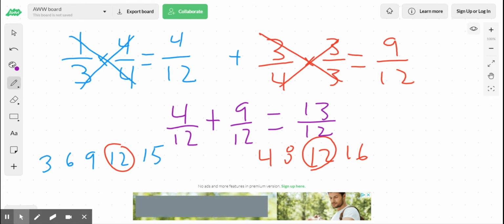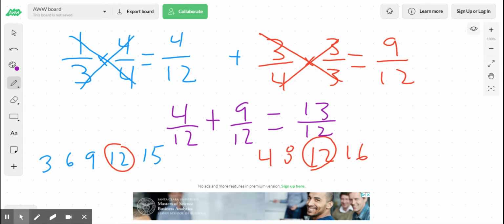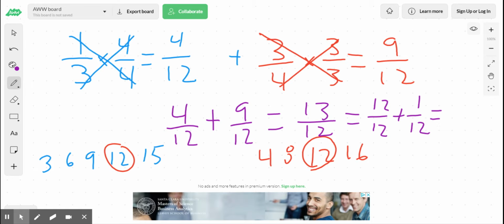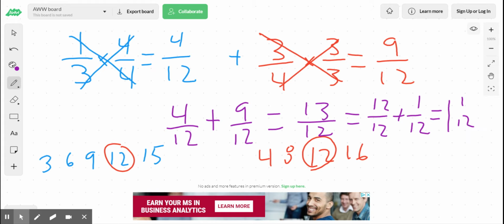Now that also will be known as an improper fraction, which just means that the numerator on top is bigger than the denominator on bottom. That just means that it is bigger than 1. So if I took out 1 whole of this, it would be 12 twelfths plus 1 additional 12th. Now that 12 twelfths is equal to 1 whole, and we have 1/12 left over. And that is how we do equivalent fractions and adding with unlike denominators.